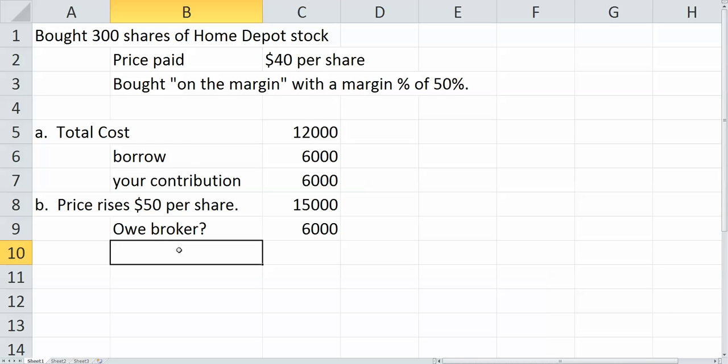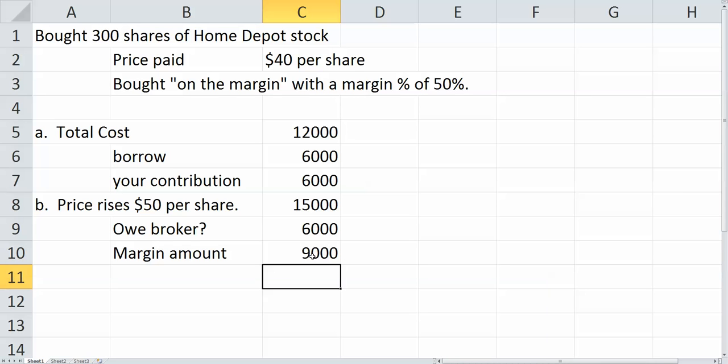It asks for the current margin amount at the current price of $50 a share. The margin amount is the total value of your position minus what you owe your broker. So this 15,000 minus the 6,000. So the margin amount is $9,000.